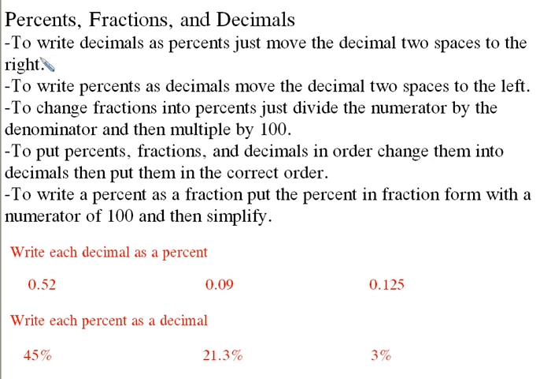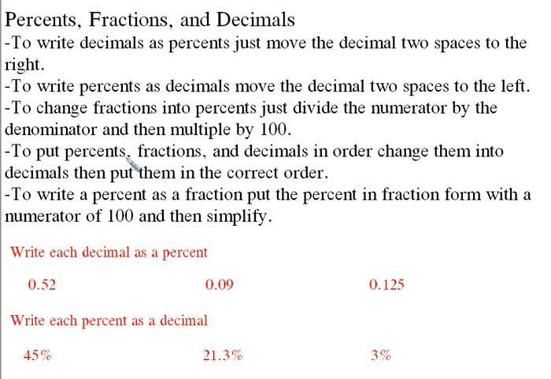So quickly here, what we got here is to write decimals as percents, just move the decimal 2 spaces to the right, because that is the same as multiplying by 100. To write percents as decimals, move the decimal 2 spaces to the left, because that's the same as dividing by 100, because we're making it per 100 for percents. To change fractions into percents, just divide the numerator by the denominator and then multiply by 100.